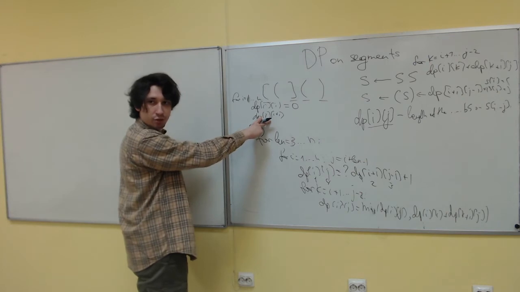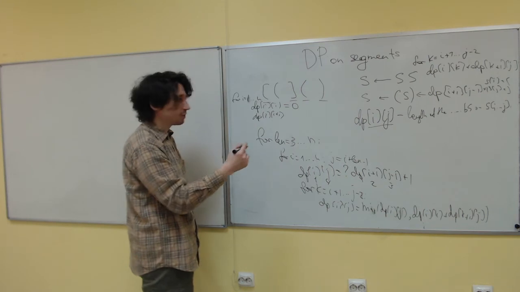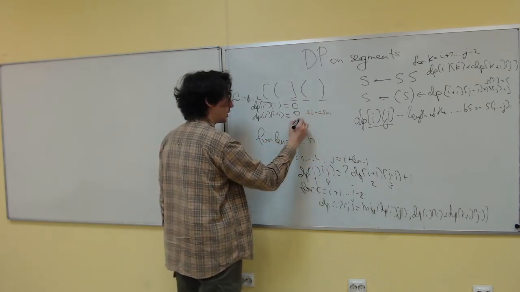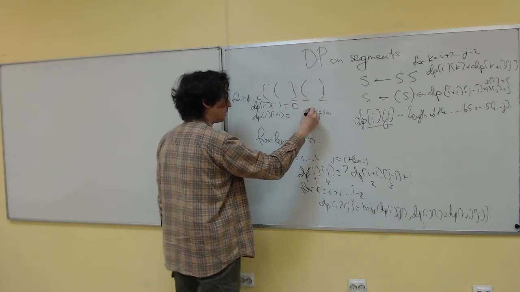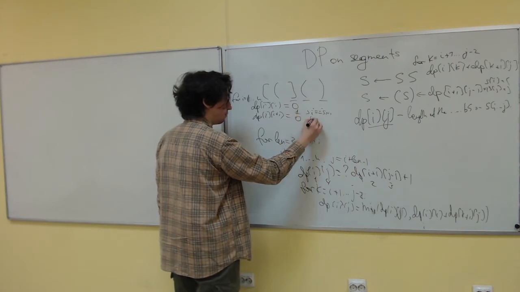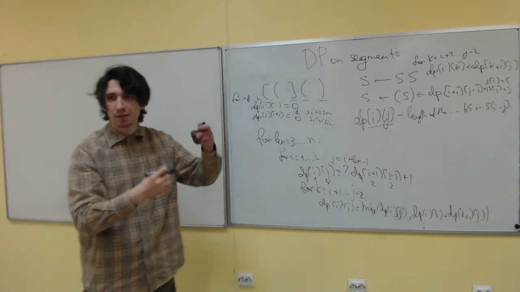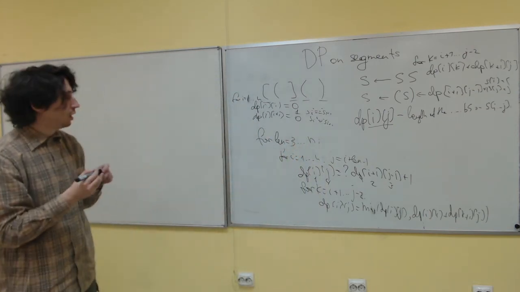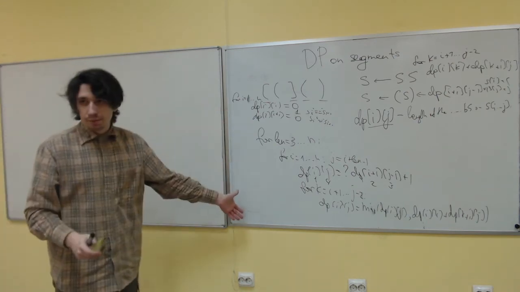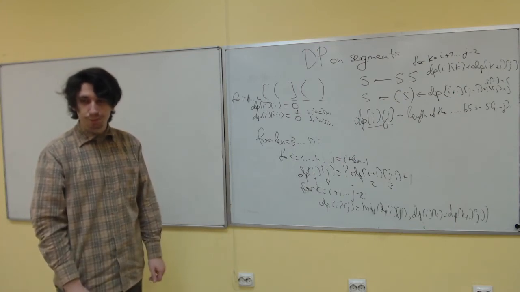If it is of length 2, then you have two options: either they're matching or they're not matching. So it's 0 if s[i] not equals s[i+1], and it is 1 if they're matching. And that's it. That is what you get from the dynamic programming.